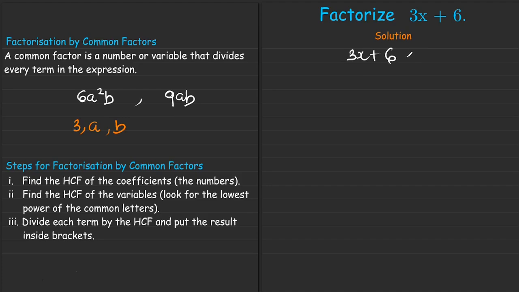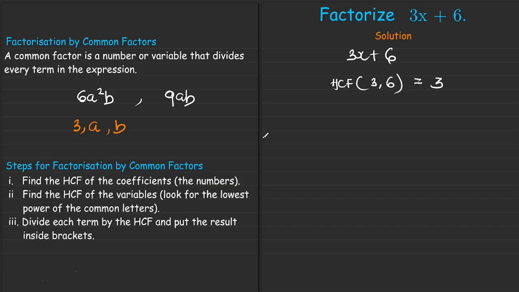Step 1 says find the highest common factor. The highest common factor of what? 3 and 6. That is the numbers. So the highest common factor of 3 and 6 is obviously 3. That is the biggest number that can divide both 3 and 6.